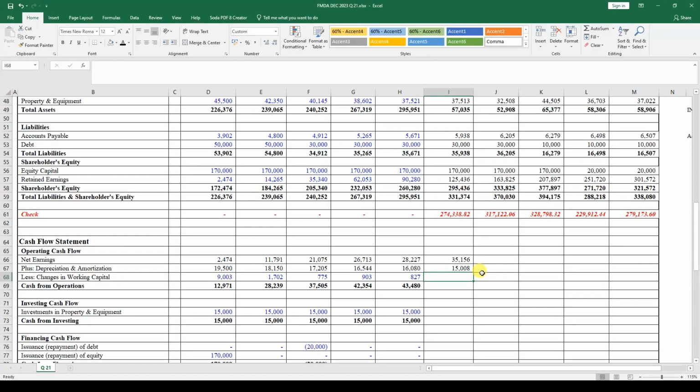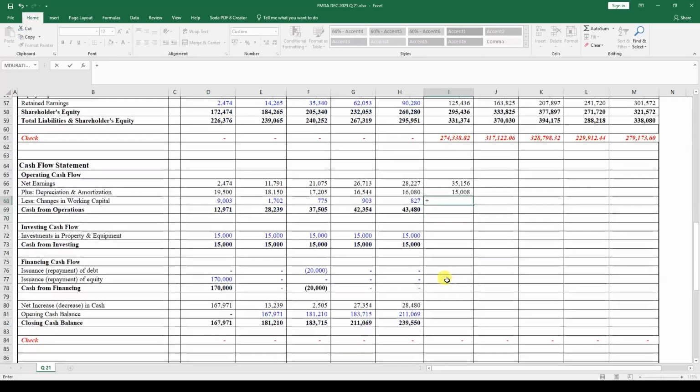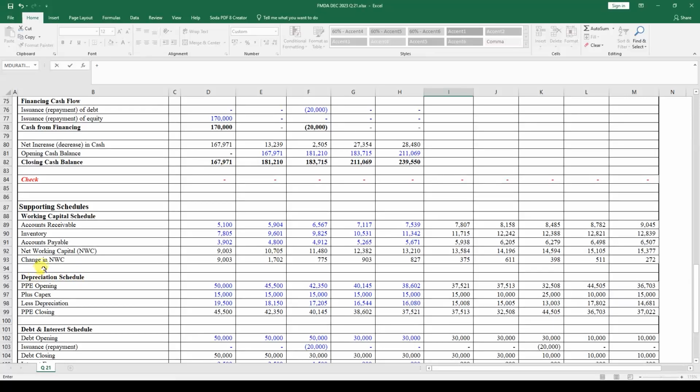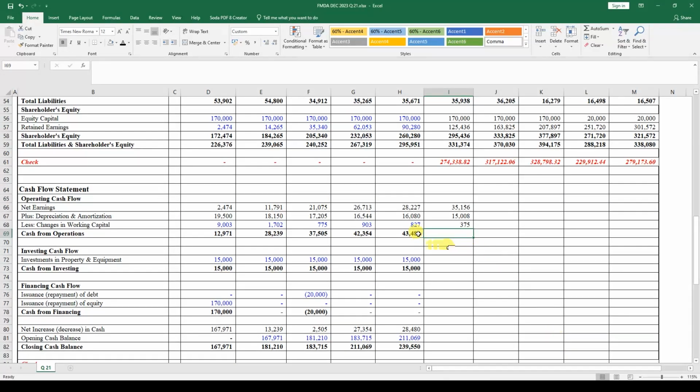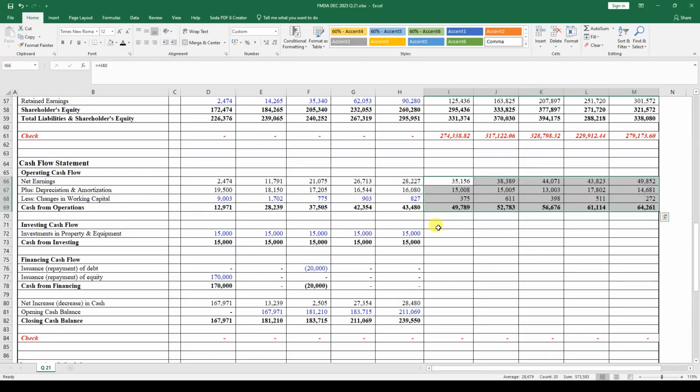And then we are saying changes in working capital. Where do we pick it from? We pick it from the supporting schedules, right here. Change in net working capital, and we are going to pick that value. Because this is black and it's a formula, I can just drag it like so. Now we're almost there, but not quite there yet.